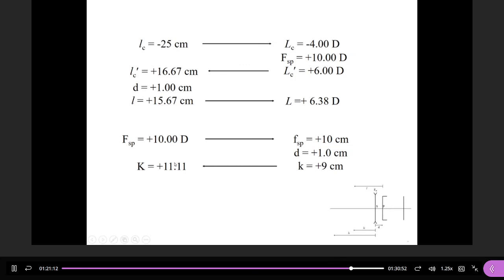Remember, in a hyperopic patient, the magnitude of K is always higher than the FSP. Right? In a myopic patient it's the opposite. When you use contact lens, you use smaller power. Remember, when you use spectacle, you use a higher power. But the opposite applies in a hyperopic patient.